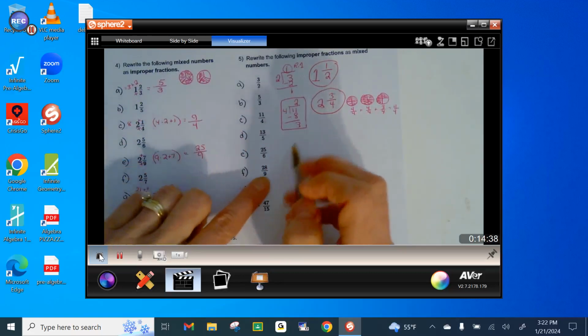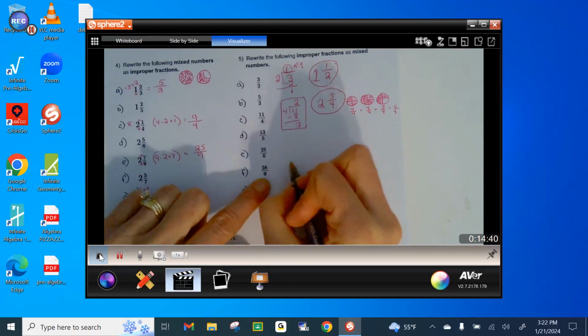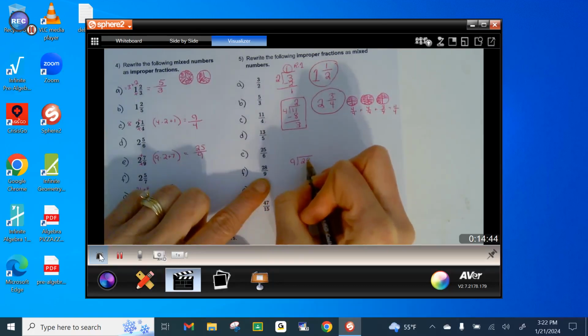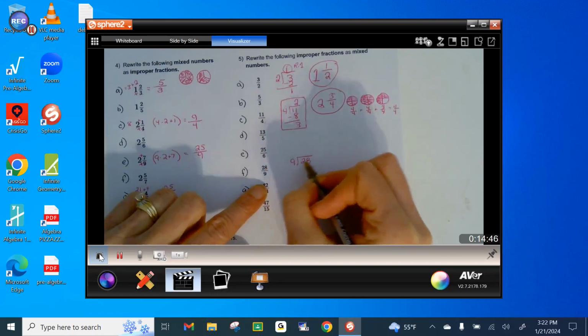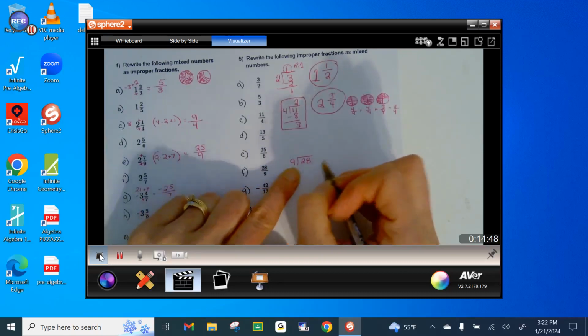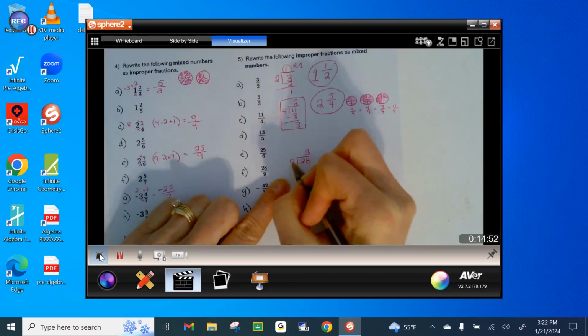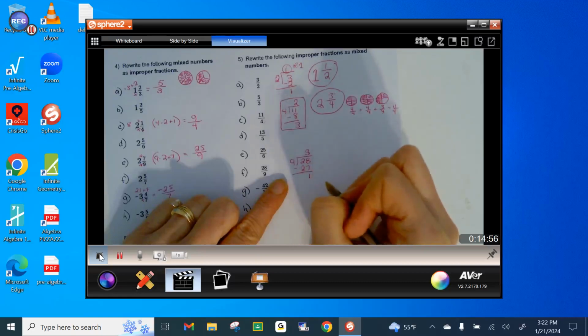So I'm going to do letter F. We take 9 and divide it into 28. Right? 28 divided by 9. How many times does 9 go into 28? It goes in 3 times. 3 times 9 is 27. If we subtract, we have 1 left over.